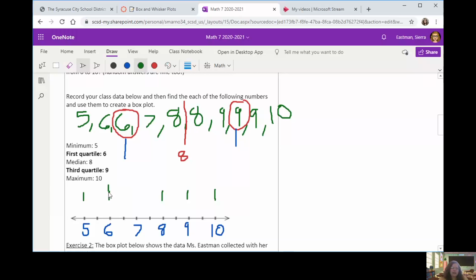Watch what happens now. My 3 lines in the middle can be a little bit bigger. Those are going to make my box. I know it's quite messy on my screen. I don't have a fancy pen like Miss Martin, so my handwriting is a little bit messy virtually. And then my last 2 lines are going to create our whiskers. So we can see that general shape. Our 5-number summary helped us to create a box plot.